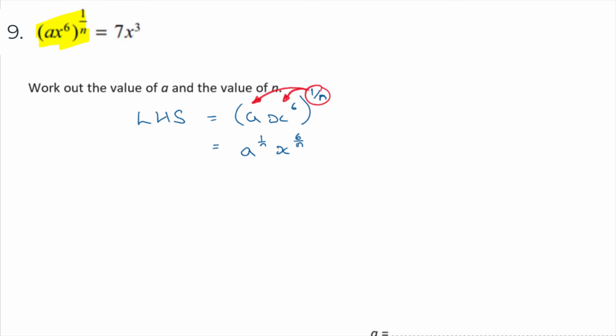And that is equal to the right hand side, which is 7x cubed, okay? Now, if these two things are equal, then both parts of them need to be equal. That means that this part needs to be equal to that, and this part over here must be equal to that. Okay, so I'm going to use that to form two equations. I'm going to say a to the power of 1 over n must be equal to 7, and that 6 over n must be equal to 3.